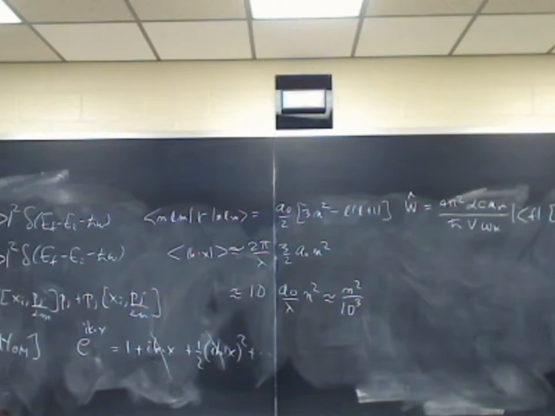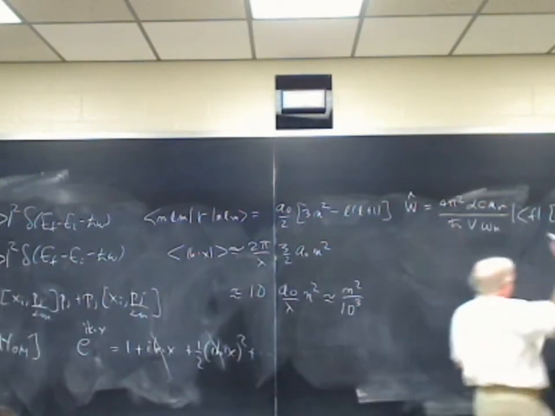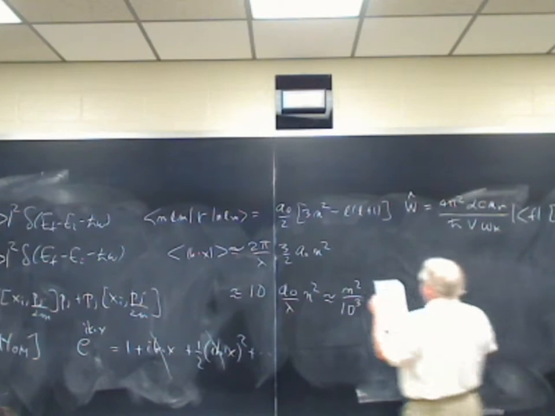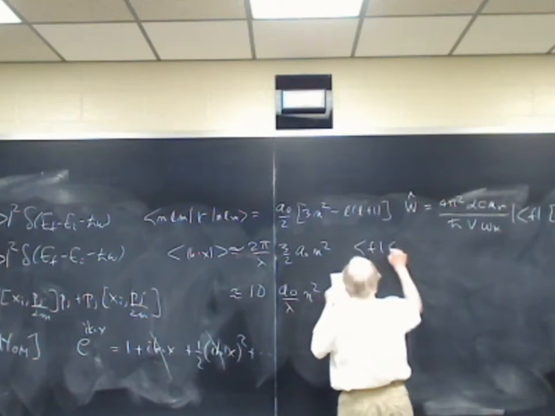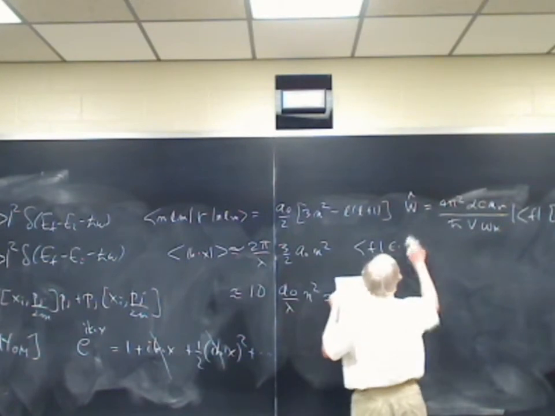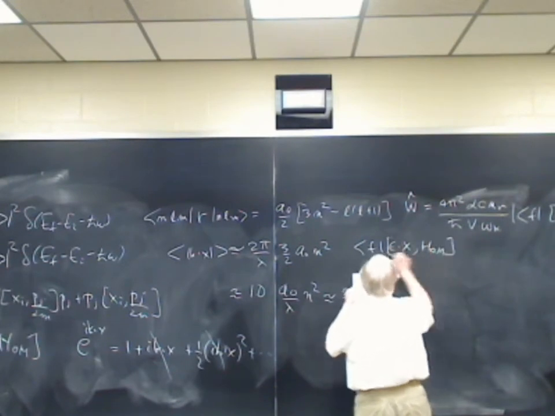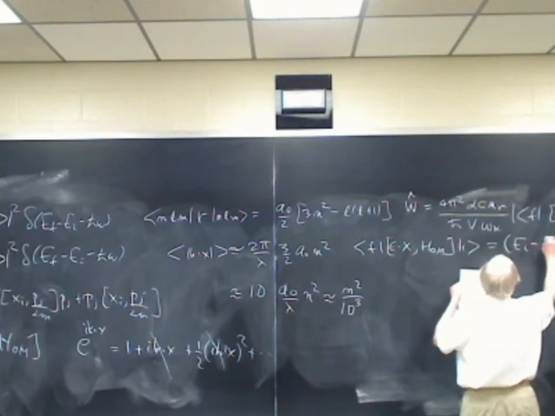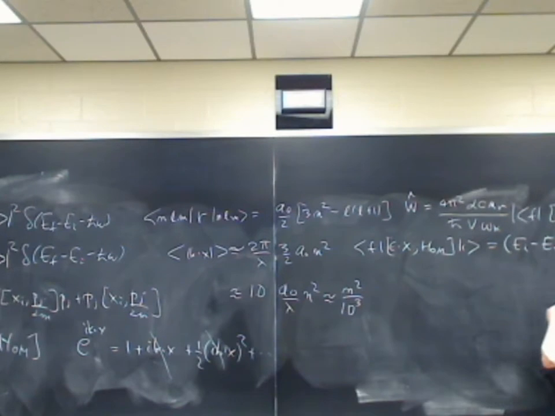times m over i h bar. It was those h bars that squared that had an impact in there. Commutator H0M, f and i squared, delta of EF minus EI minus omega. Okay, but these initial and final states, of course, are eigenstates of H0m, and so this matrix element, half epsilon dot... This is a typo in my notes here. Oh no, it's not a typo. This thing is then equal to EI minus EF times f epsilon dot x i.